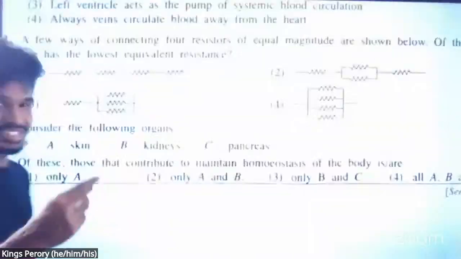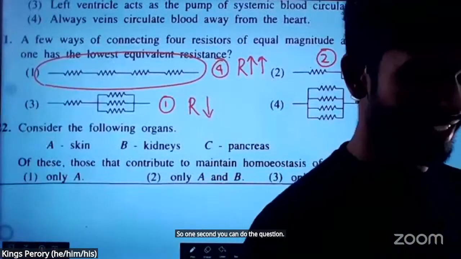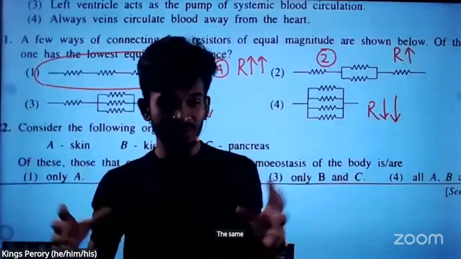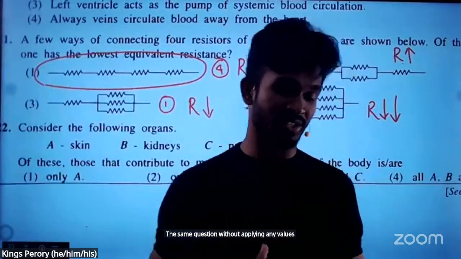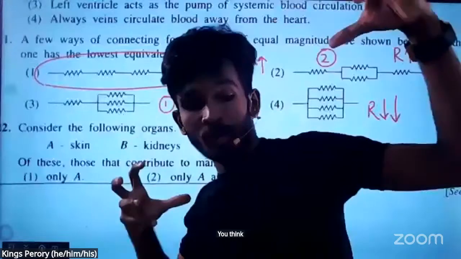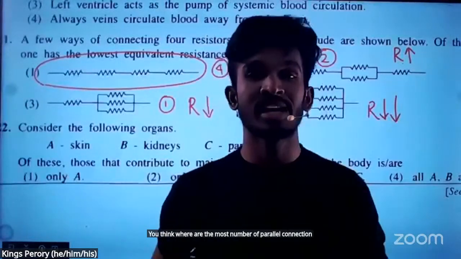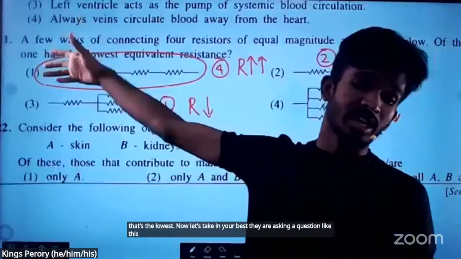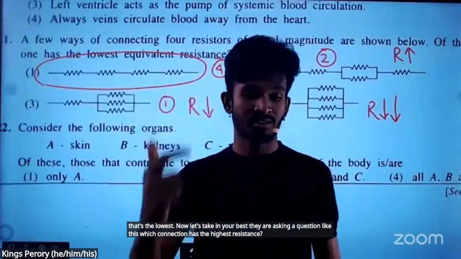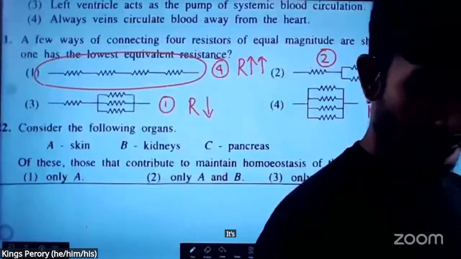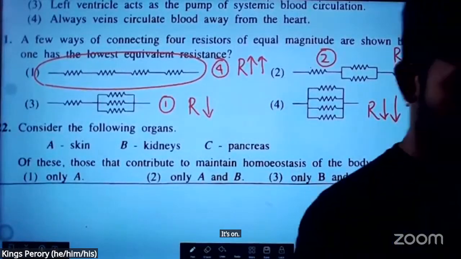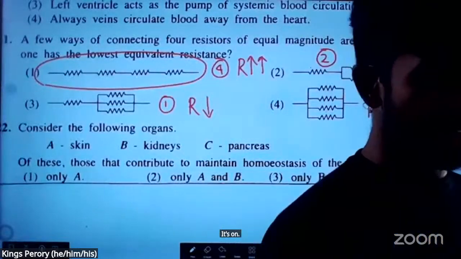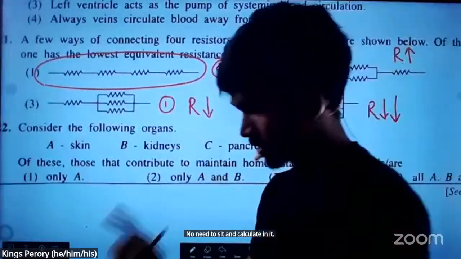So within 1 second you can do the question, isn't it? The same question without applying any values, within 1 second you can do the question. You check where the most number of parallel connection is there, and that's the lowest. Now in your batch, they're asking a question like this. Which connection has the highest resistance? Which one? First one. No need to sit and calculate it. So keep that in mind.